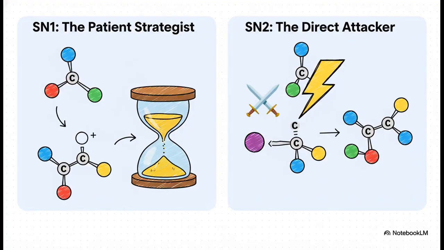SN1 is our patient strategist. It's a two-step process. It forms a nice, stable intermediate. It takes its time. But SN2? That's the direct attacker. It gets the job done in one single, swift move. And this tiny difference in timing, believe me, it changes everything, from how fast the reaction happens to the final 3D shape of the molecule you end up with.